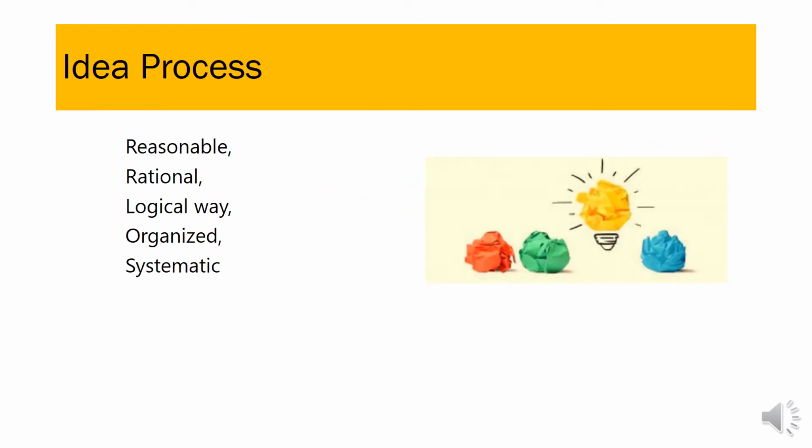Moving to the idea process. The idea process consists of several phases. It must be reasonable, rational, logical, organized, and systematic. When conducting research, it is easy to go to one resource, which is Wikipedia. Many students use Wikipedia. However, you need to include a variety of resources in your research.